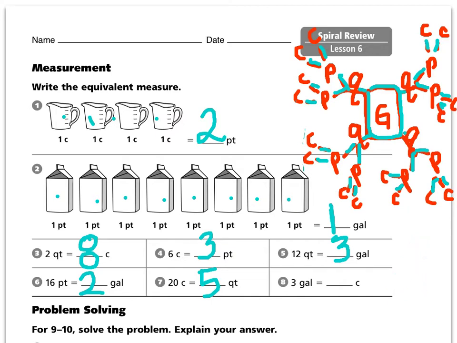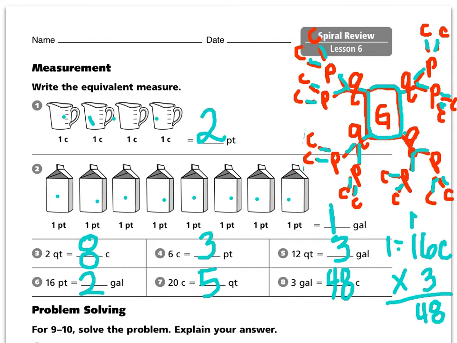And the last one, 3 gallons equals how many cups? Well, I know 1 gallon equals 16 cups. So if I multiply 16 by 3, 6 times 3 is 18. Carry the 1. 3 times 1 is 3, plus 1 is 4. So I know it would be 48 cups.